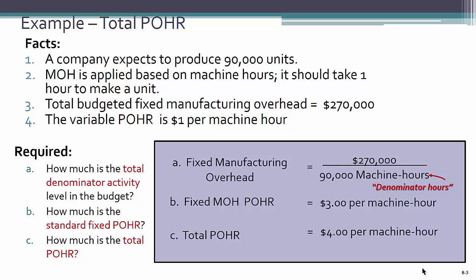Notice that we're saying that 1 unit of product will take $3 of fixed overhead. $3 is the standard fixed manufacturing overhead cost per unit. This is computed by multiplying 1 unit times 1 machine hour times $3 fixed POHR per machine hour. Please keep these facts in mind as we move through the remainder of the presentation.